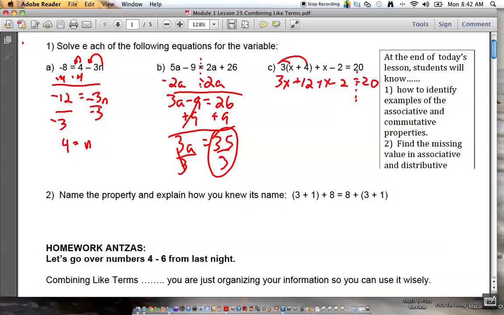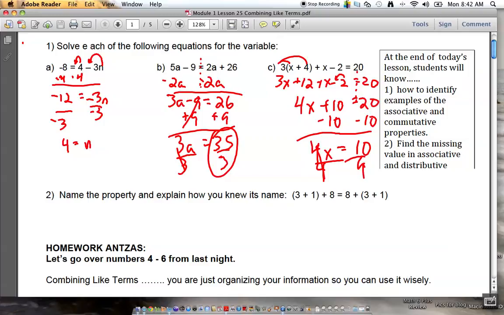So 3x plus 1x. You combine them, and we're going to talk a lot about combining things today. 3x plus 1x is 4x. Then 12, and this 2 is negative here. 12 and negative 2 is plus 10. Equals 20 minus 10, and another not so pretty answer. 4x equals 10, dividing by 4. X is 10 over 4, or 5 over 2, or 2.5, all the same thing. Any questions?